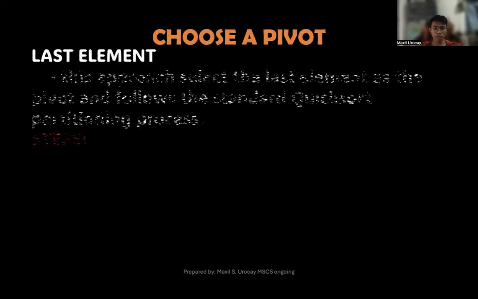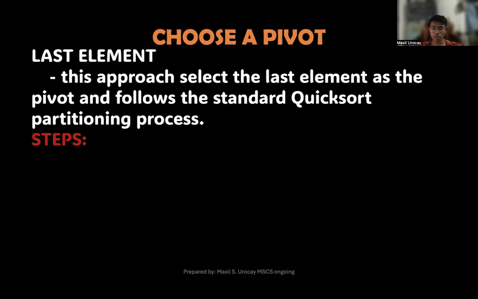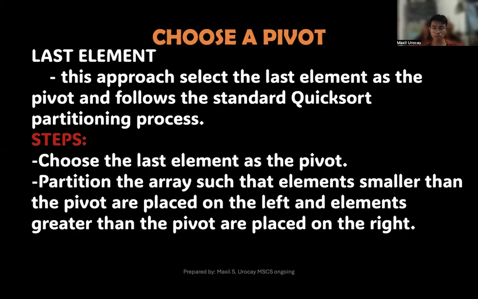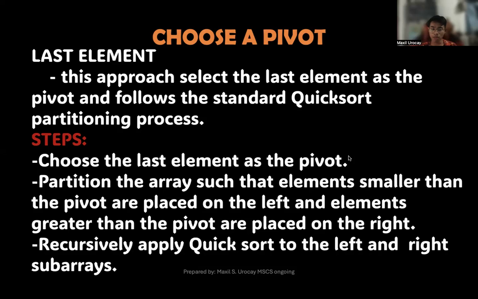And for the last element, this approach selects the last element as the pivot. Then it follows the standard quicksort partitioning process. For this step, you have to choose the last element as the pivot. Then you have to partition the array such that elements smaller than the pivot are placed in the left and elements greater than the pivot are placed in the right. It depends on the partition that we are using actually. Then recursively apply quicksort to the left and right subarrays, the same thing.